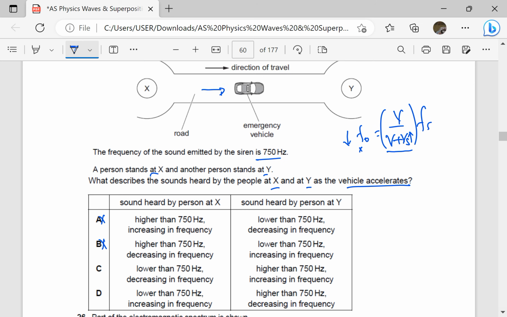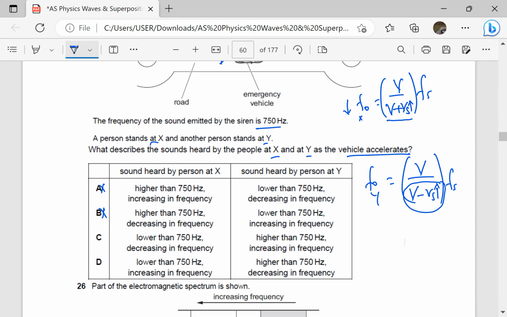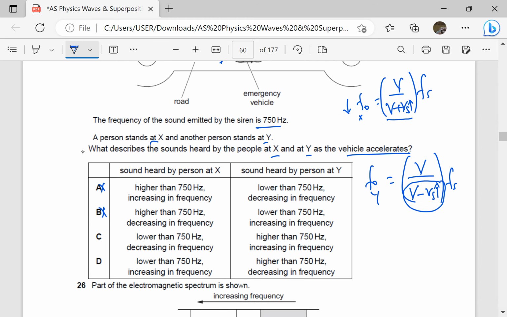Let's check for Y. F naught for Y is going to be V over, because it is approaching Y, this is going to be minus Vs, times Fs, but this is increasing. But because of subtraction, the denominator is going to be smaller when Vs increases. That means F naught is going to be higher, first of all, because of the minus, and then as Vs increases, it is also going to be increasing. So higher than 750 and also increasing. So this is going to be C.